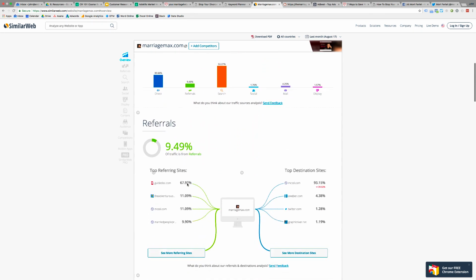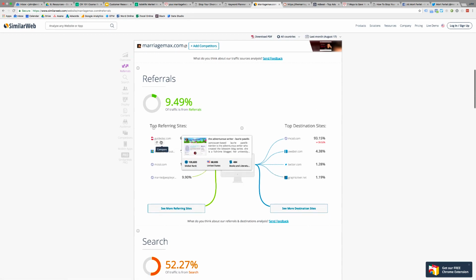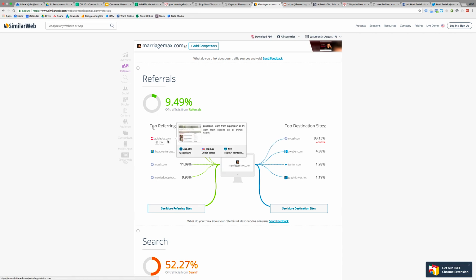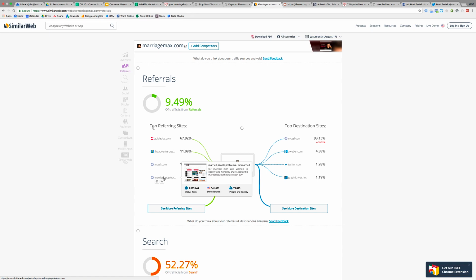From the referral site, what I really like to look at are the top referrals, to figure out if there is a group that we really want to target as either potential partners or potential placements. So the adventurous writer, guide doc, those aren't very interesting right now. This is a shopping cart. Married people problems, this is definitely something that we might consider looking at.